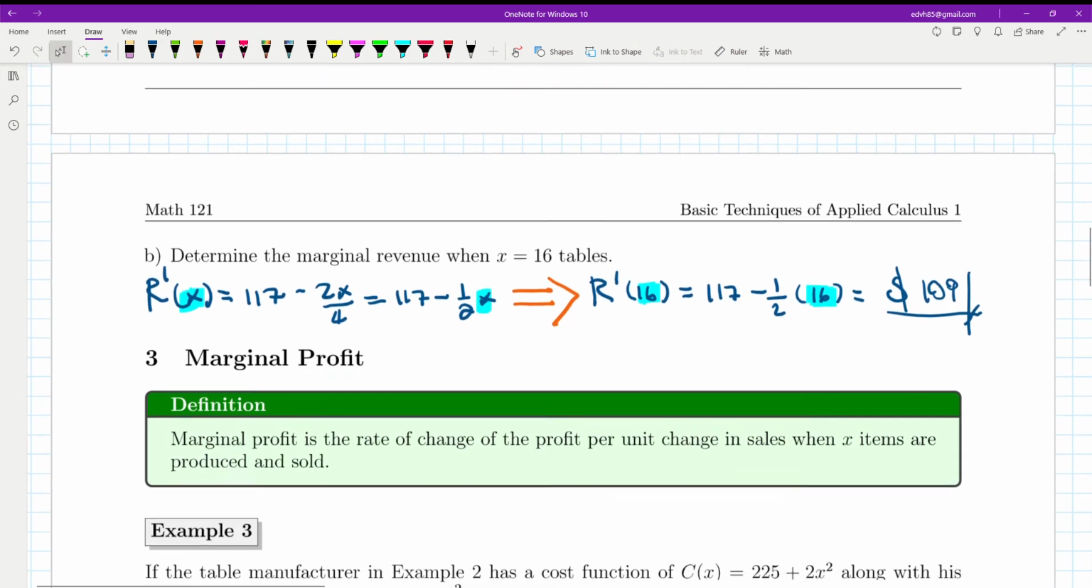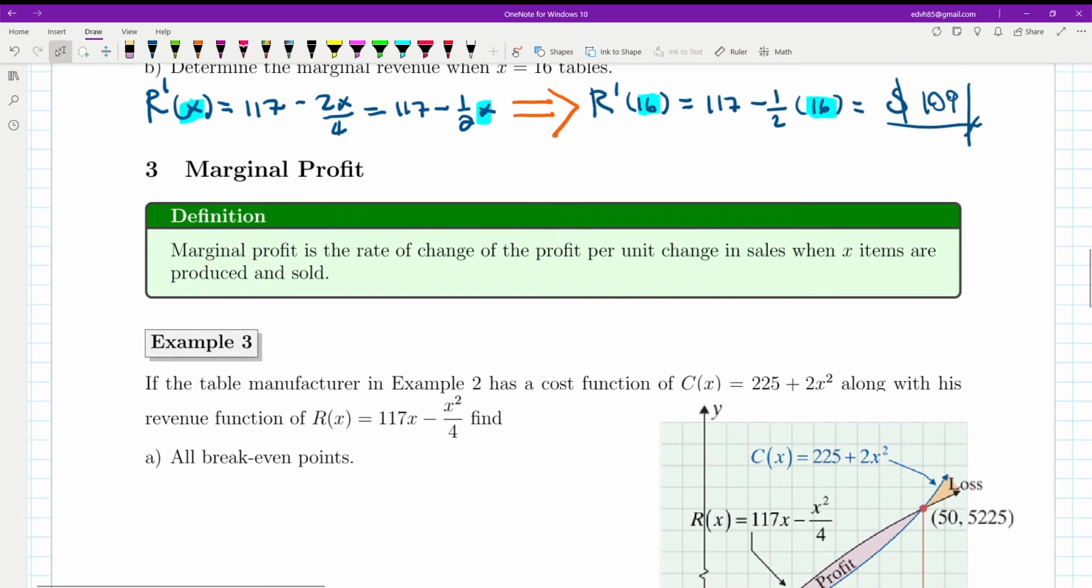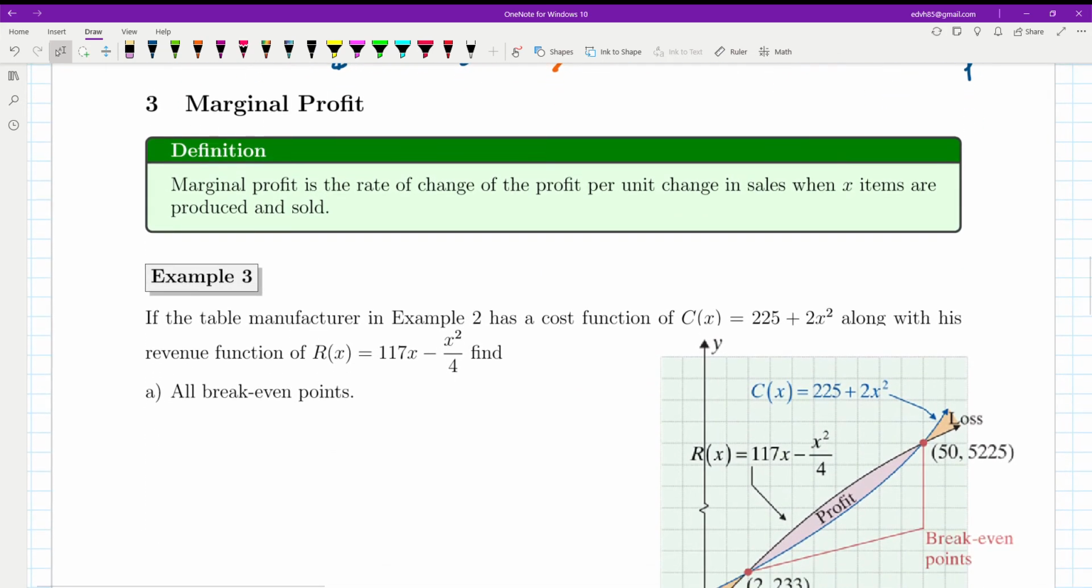All right. Now let's look at the third part, which is marginal profit. Marginal profit, in a very similar way, is defined as the rate of change of the profit per unit change in sales when x items are produced and sold.